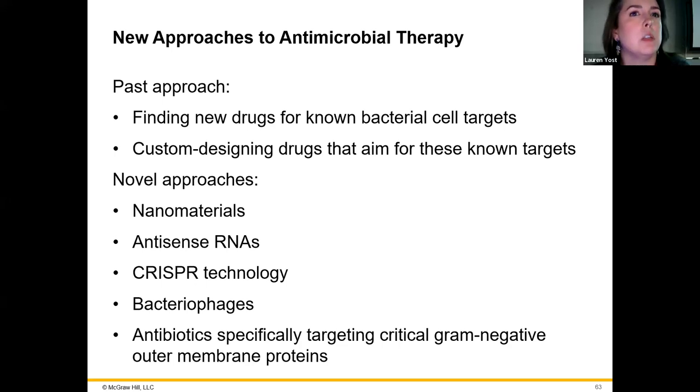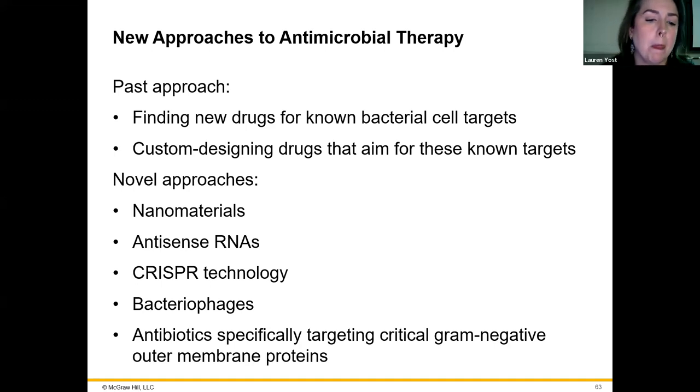So how do we deal with these problems of drug resistance? Find new bacterial cell targets, maybe. Maybe design drugs that aim for known targets. Or we can take it a step further, start developing nanomaterials that can target certain aspects of our pathogens. Use antisense RNAs. That just means that they're going to match up with the regular mRNA that they use to make protein, and it doesn't work anymore if it is double-stranded like that. CRISPR technology, we know that we can use that to cut DNA pretty much anywhere we need to. We can use that in a lot of different ways to target pathogens if we can get it to work widespread.